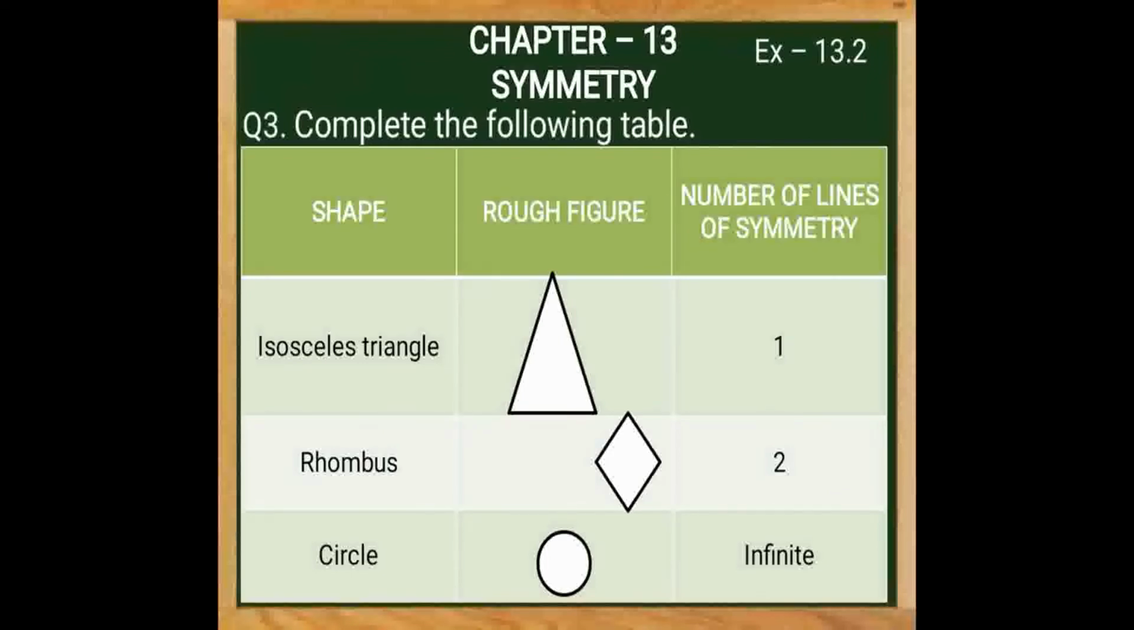Very good, you people know. So I'll start with the line of symmetry for the isosceles triangle. Here it comes. See, this is the line of symmetry for the isosceles triangle. Now comes the line of symmetry for the rhombus. So a rhombus always has 2 lines of symmetry, vertical as well as horizontal.